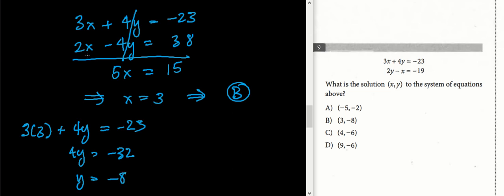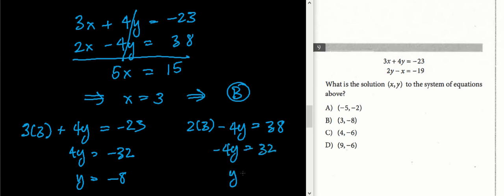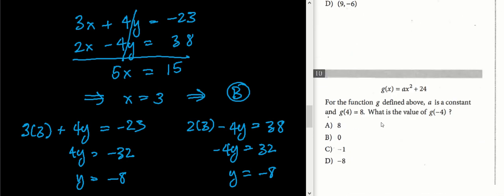Let's look at the second equation, just to be very, very thorough. So 2 times 3 minus 4y is equal to 38. 2 times 3 is 6, so negative 4y is equal to 32. Again, y is equal to negative 8. So both equations give us the same result, and we can be very confident that the answer is, in fact, B. Alright, let's take a look at problem number 10 now.